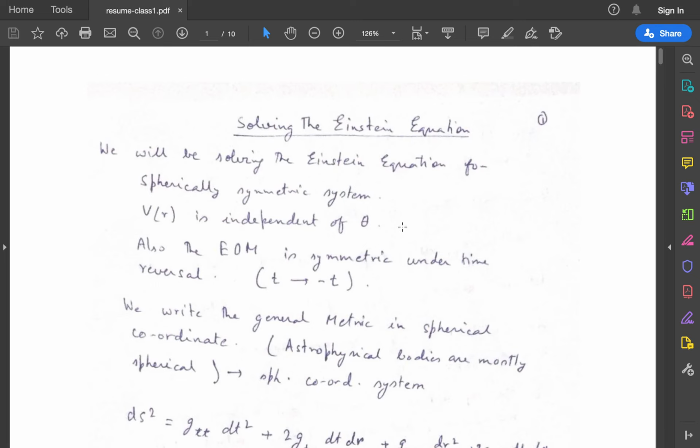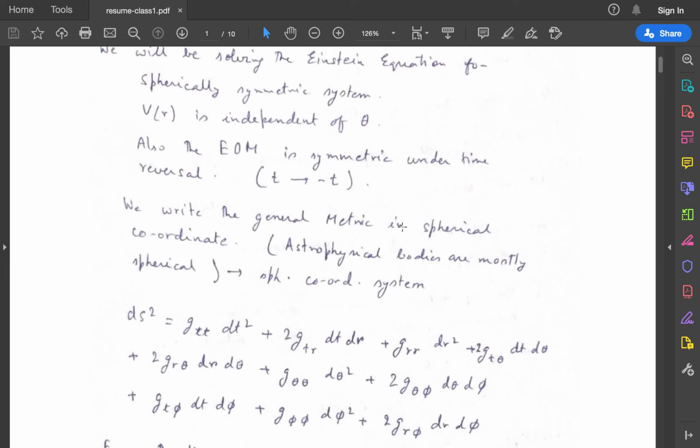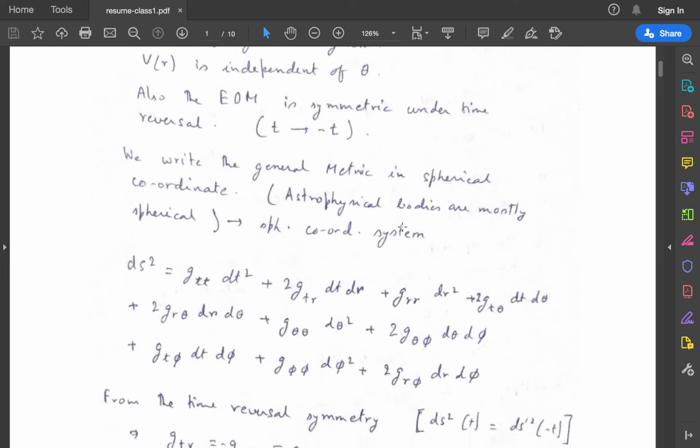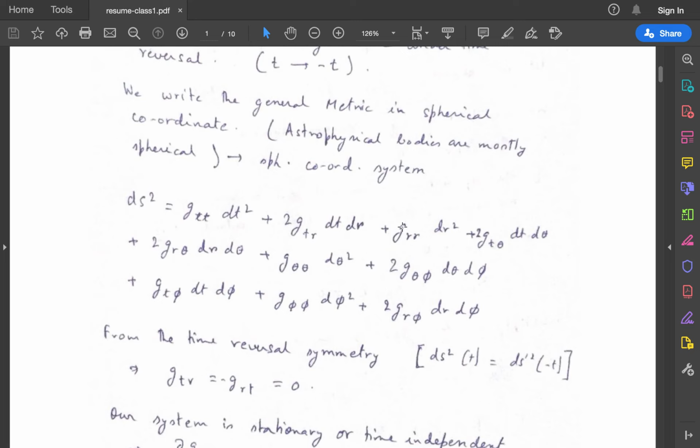Okay, and also we will be assuming that the equation of motion is symmetric under time reversal. That is, if t goes to minus t, this equation of motion doesn't change. These are very general properties which have been seen in most problems from classical mechanics, so it will not be very different. We will also be writing the general metric in spherical coordinates. Why? Because most of the astrophysical bodies are spherical. So a spherical coordinate system will be easier to solve.